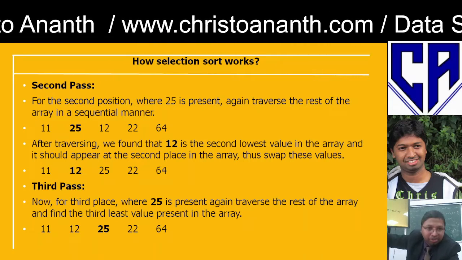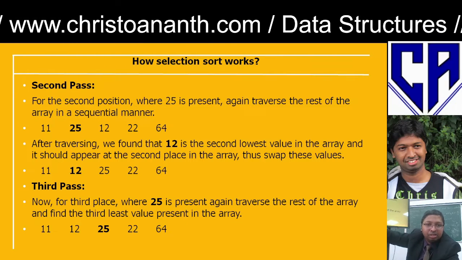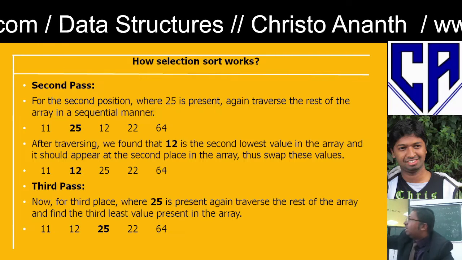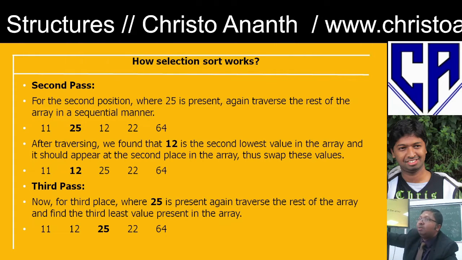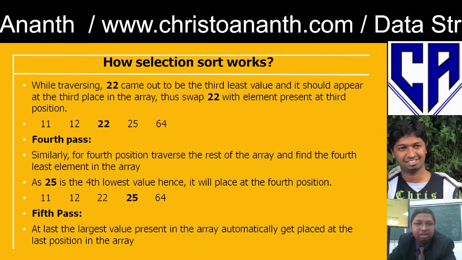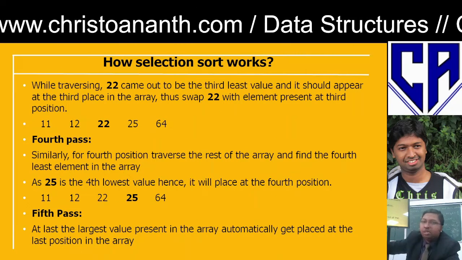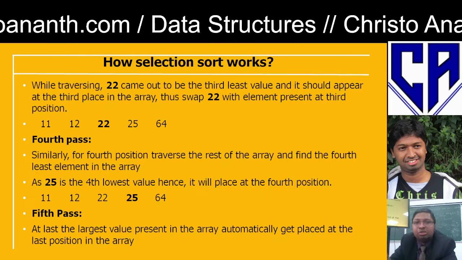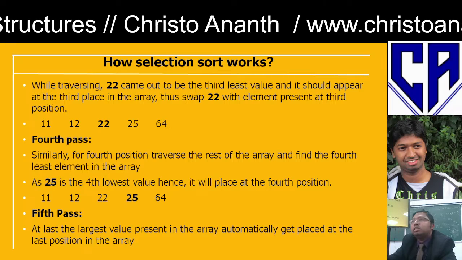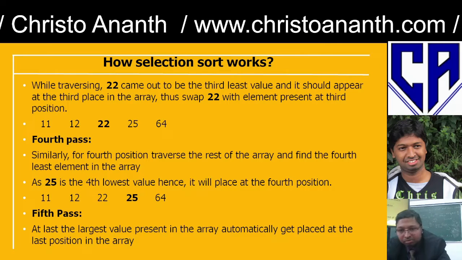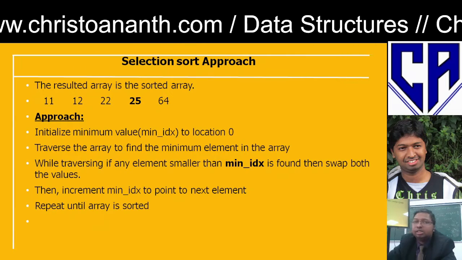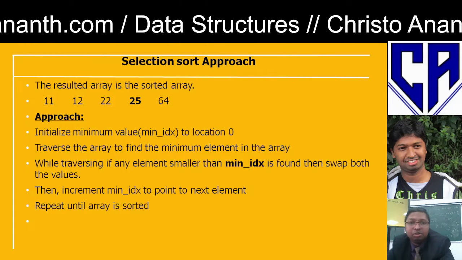Now you go for the next one, which is the third. What is the third element? 25. Already 11 and 12 are arranged. So here what is the minimum element? 22. 22 goes here, 25 comes here. And 22, 25 and 64. For this case, 25 and 64, which is the minimum? 25. So 25 remains in place and 64 remains in its place. That's all. So this is how selection sort works, and this is the resulting array: 11, 12, 22, 25 and 64.